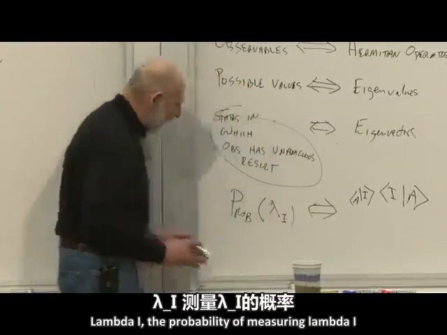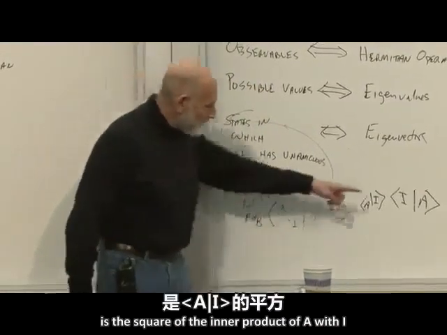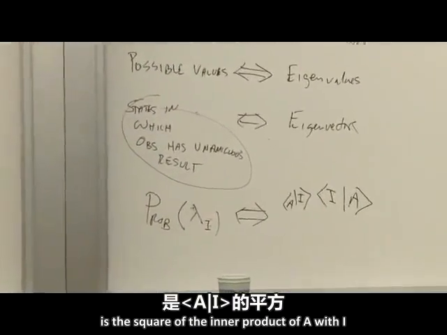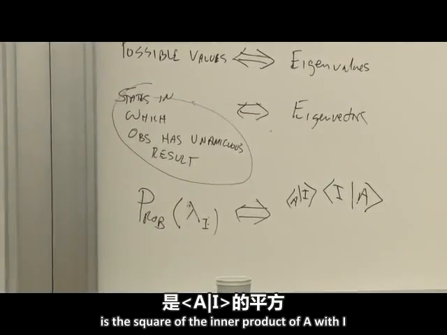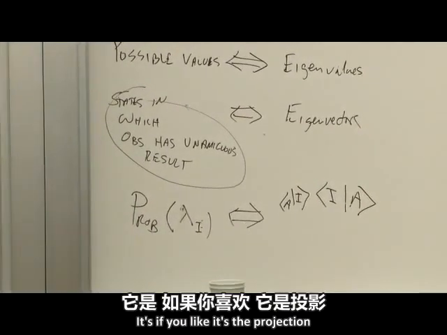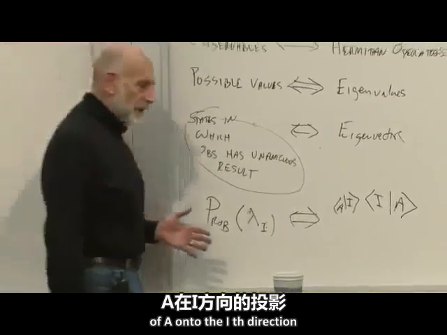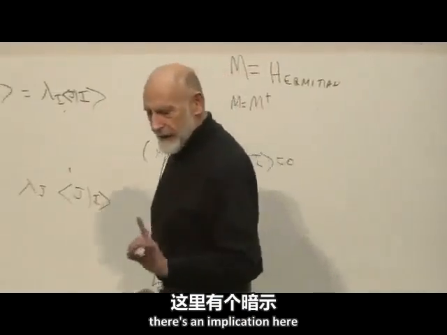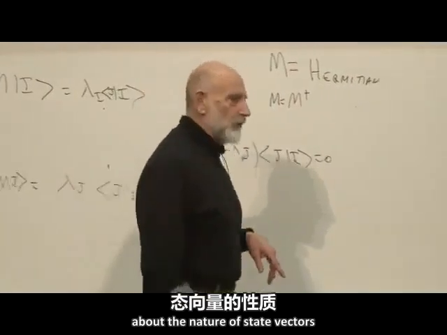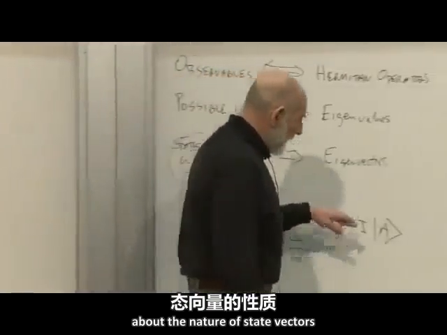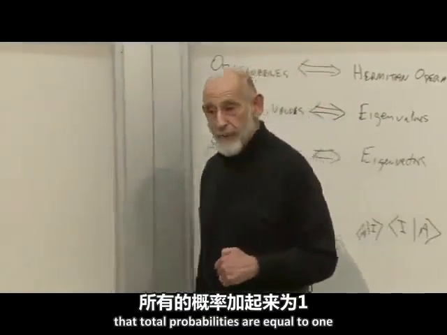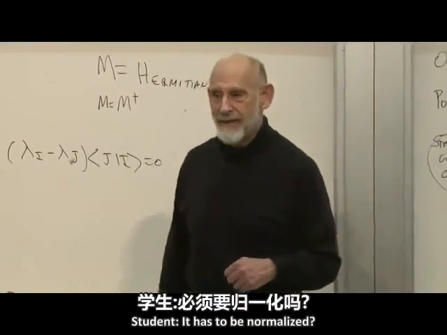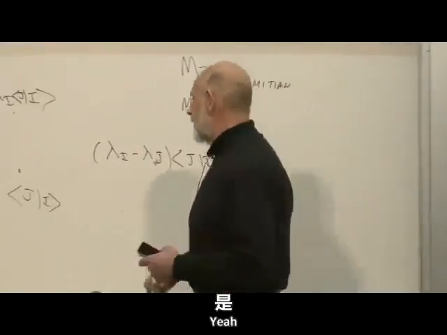The probability of measuring lambda I is the square of the inner product of A with I. It's, if you like, the projection of A onto the I direction, or the component of A in the I direction. Now, there's an implication here about the nature of state vectors coming from the assumption that total probabilities are equal to 1. They have to be normalized. Yeah. So let's work that out.